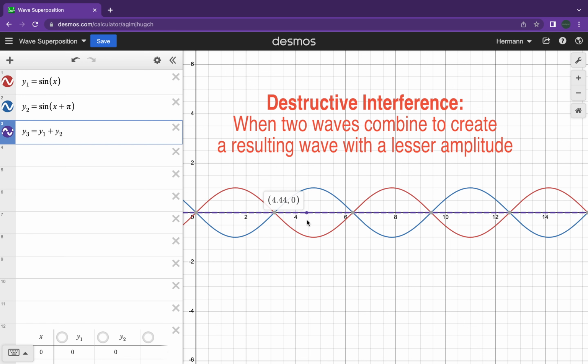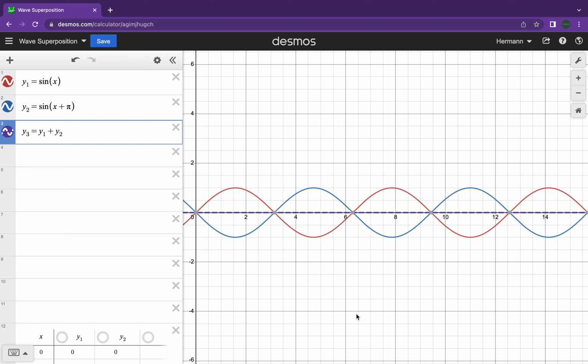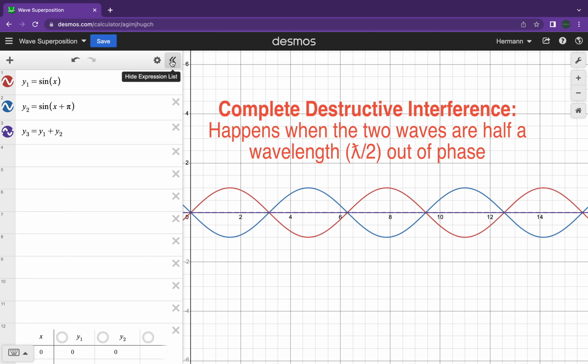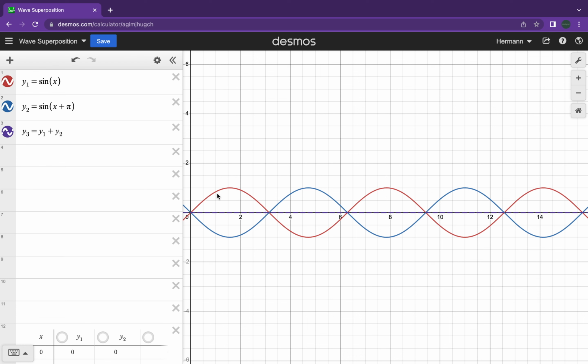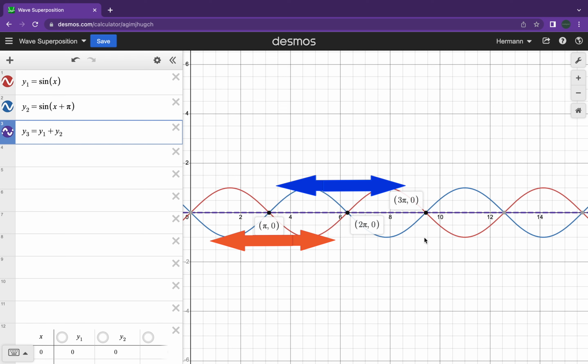This is called destructive interference, and it happens when the waves are out of phase. And here we have the case of complete destructive interference, and this happens when the phase difference between the two waves is half a wavelength, when they are going through opposite values at the same time. The wavelength of both of these waves is 2 pi, but there's a phase shift of pi between them, which is of course half a wavelength.